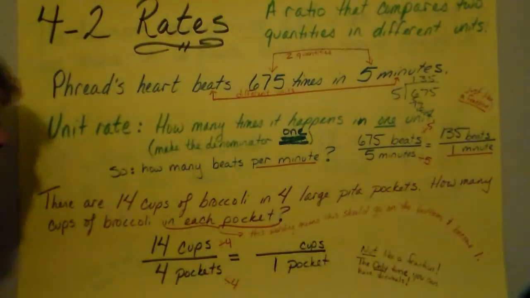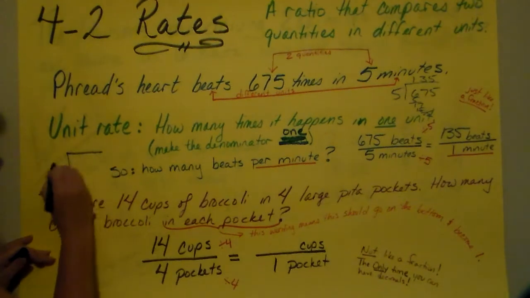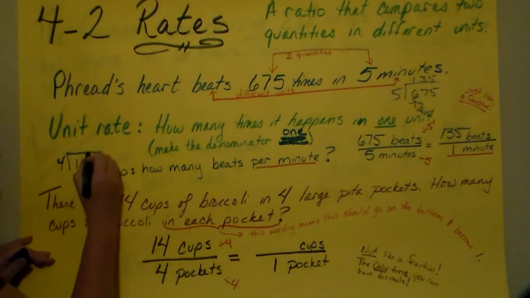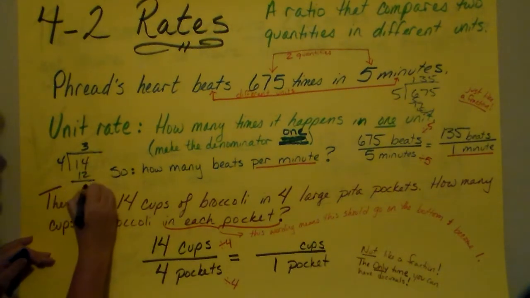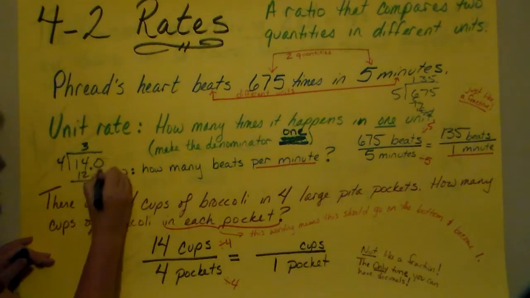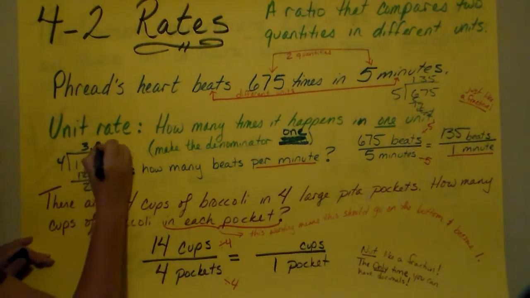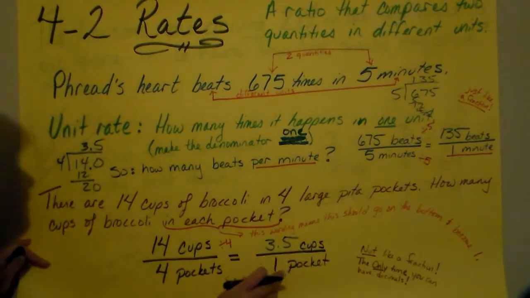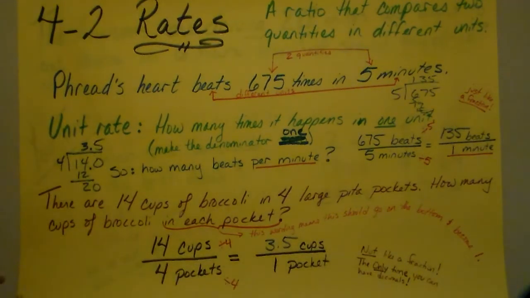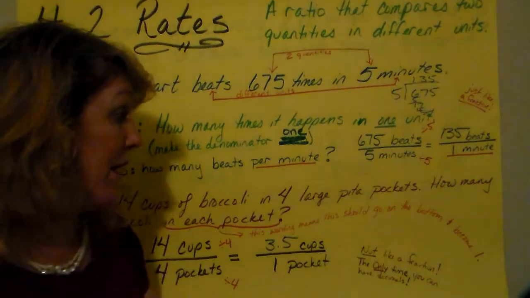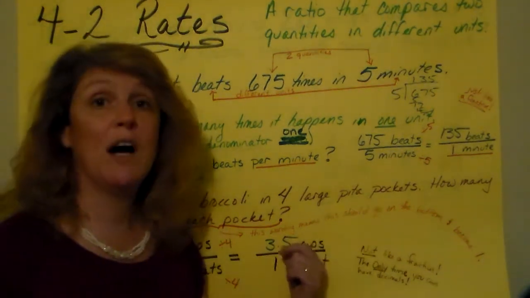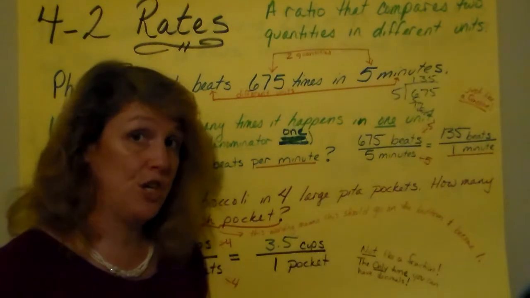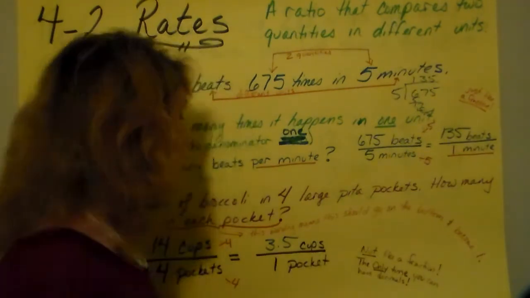Here it's not like a fraction, because if you do, how many times does 4 go into 14? That's not going to work out, is it? 3, 12, 2, 0. Bring down your 0, that's going to be 3.5. So we have 3.5 cups of broccoli for each pocket. So again, it's not like a fraction because you've got a decimal in your ratio. Okay?